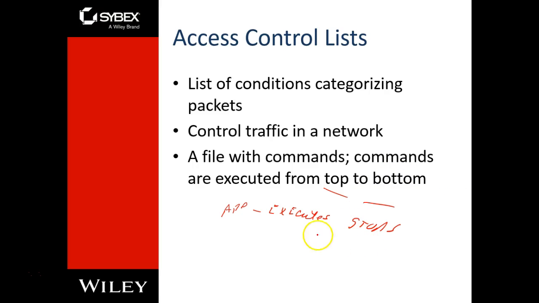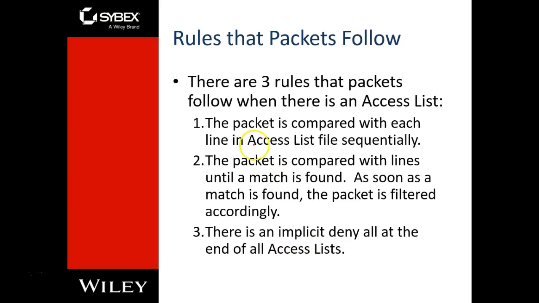Once it finds something that applies to that packet, it's going to execute it. The packet is compared with each line sequentially down the access control list. It's compared with the lines until a match is found. As soon as a match is found, the packet is filtered accordingly. It does whatever it is. And again, it's going to be a permit or deny.